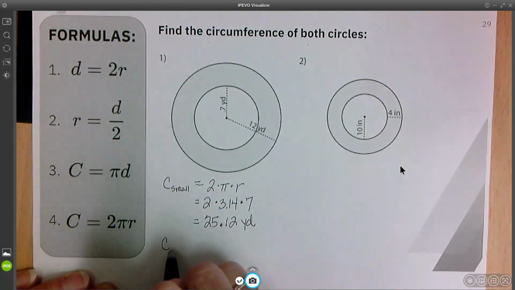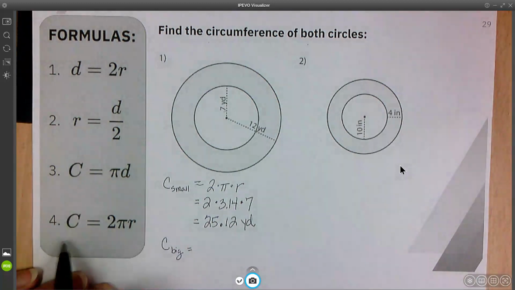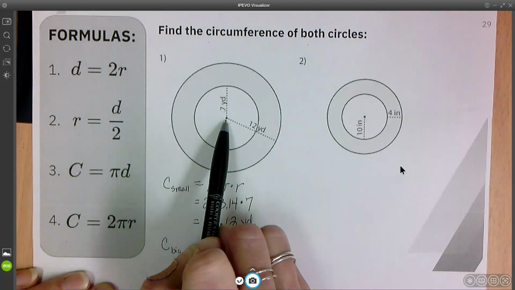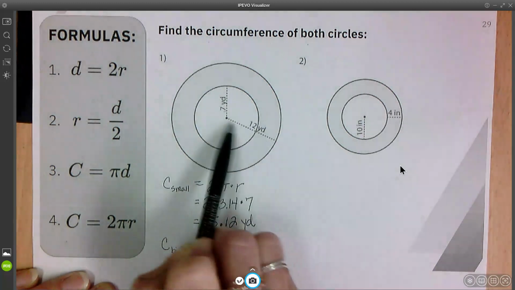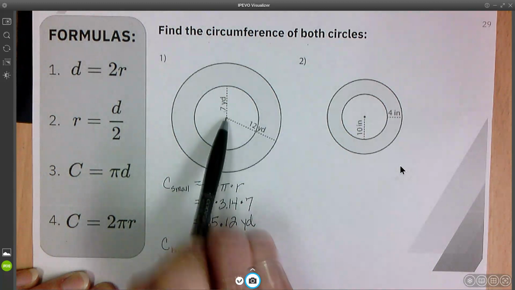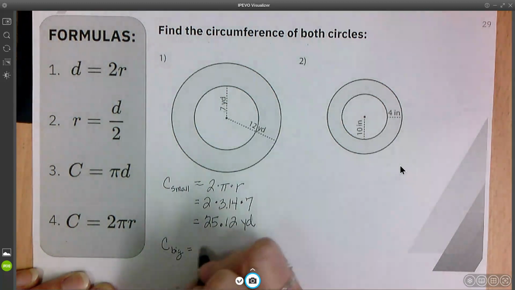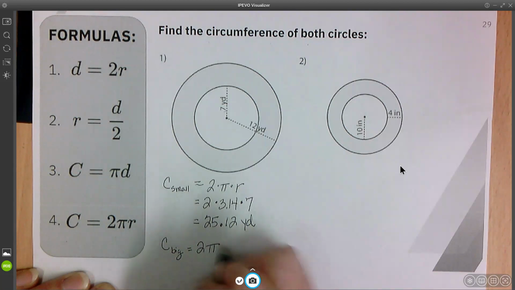So the circumference of the big circle or larger circle. I have to determine which formula I want. The center here is still the same for the larger circle. It starts right here. And we're given here the radius of the larger circle because it starts at the center and only goes to the outside. So again, I'm going to use formula 4, where circumference is equal to 2 times pi times the radius. Substitute in what I know.